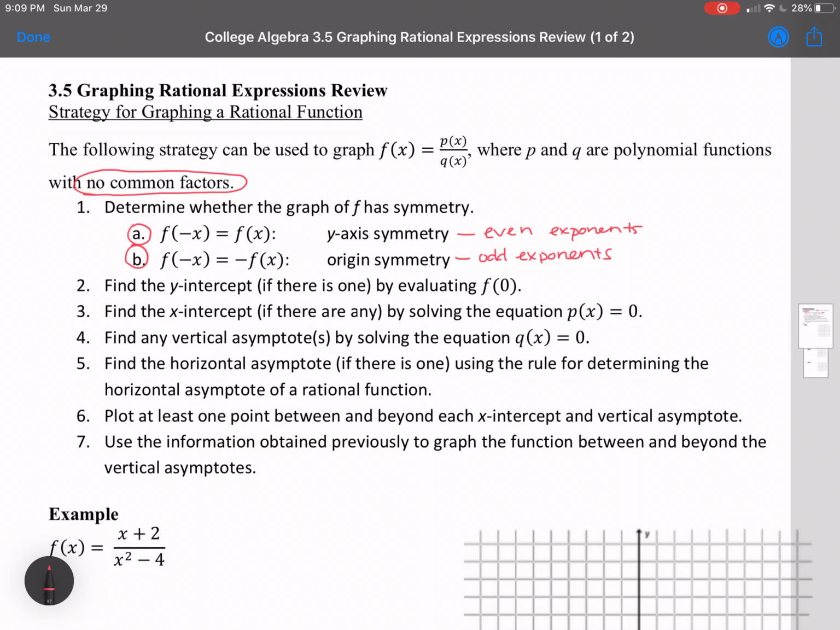Second step, we want to find our y-intercept, if there is one, by evaluating f of 0. Remember, another shortcut is to always just use the constants of the numerator and denominator. We're going to find the x-intercepts by solving the equation p of x equals 0. Remember, p of x is our numerator. Then we're going to find any vertical asymptotes by looking at our denominator and setting it equal to 0.